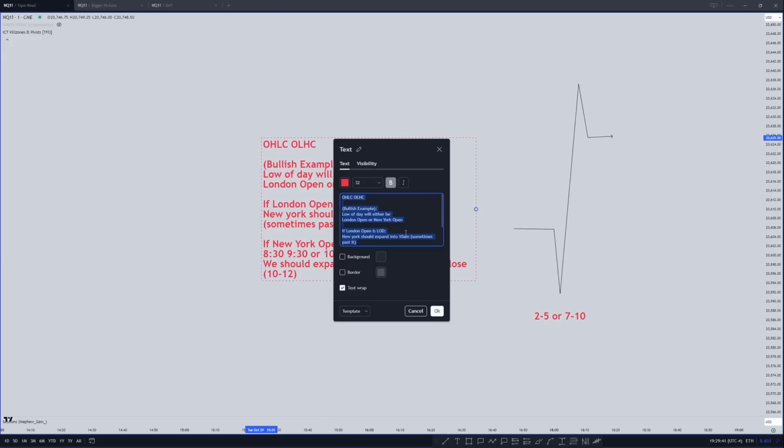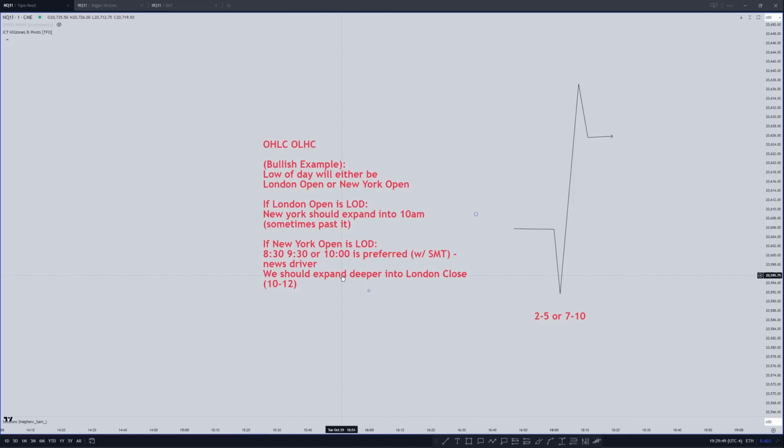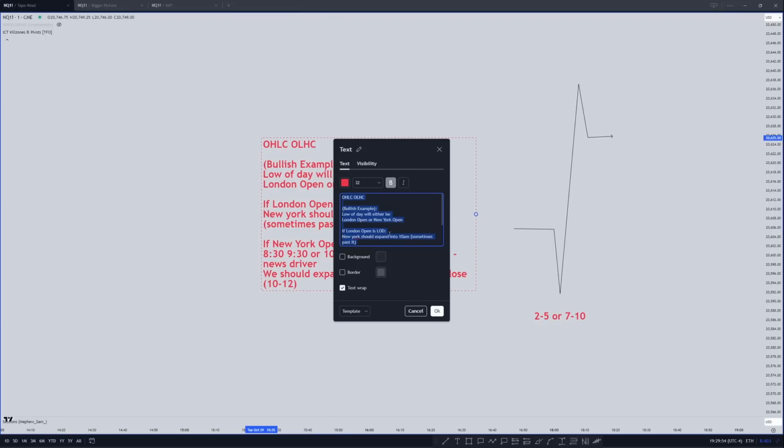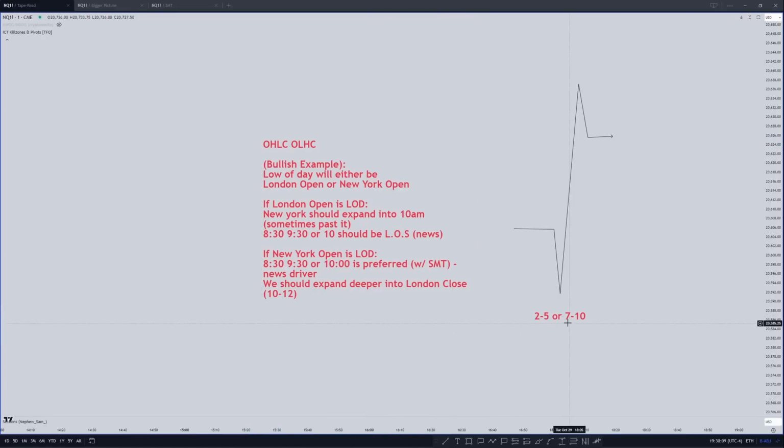This is based on the news driver. So this will be news driver. And we should expect a deeper expansion into London close, into 10 to 12. So just like here, if London open is low of the day, then 8:30, 9:30, or 10 should be low of session. That's also based on the news profile, of course. Okay, so there's the condensed down version.